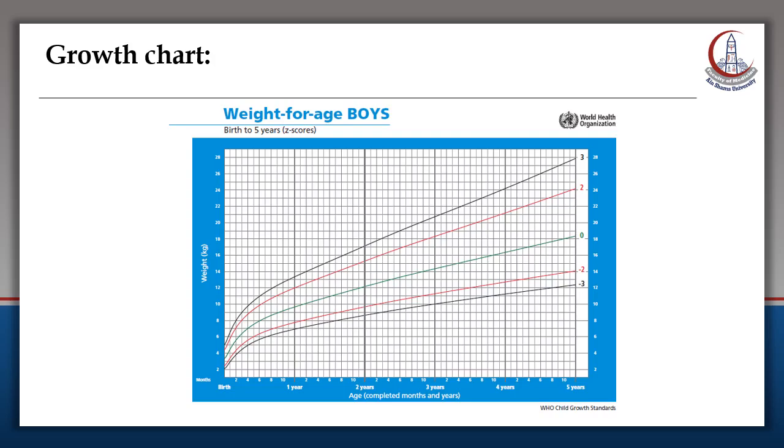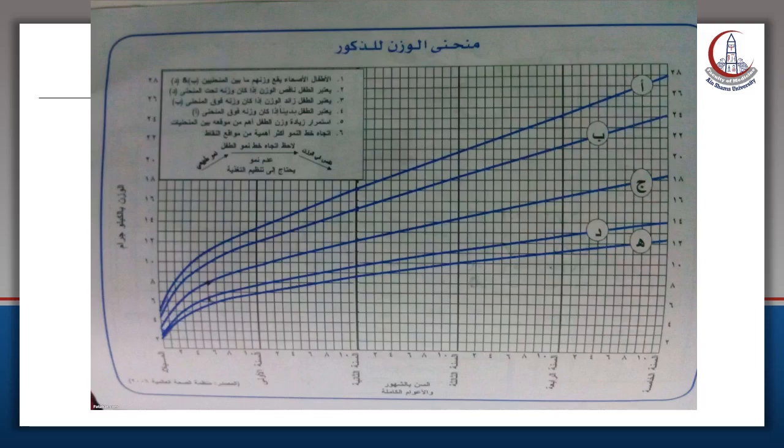For example, we plot the age of the child and the weight, finding on which curve they meet. This is also the weight for age chart for males.